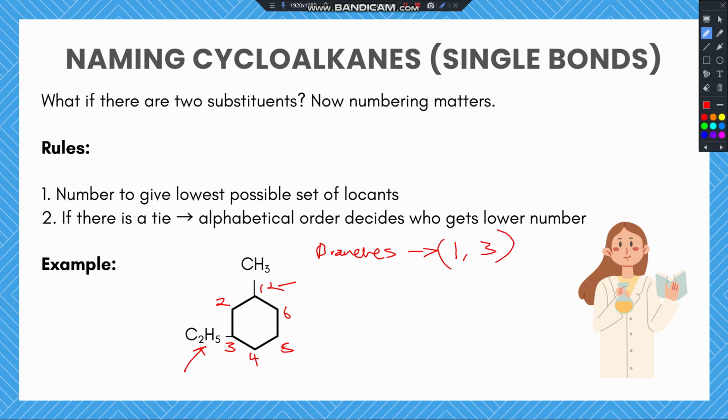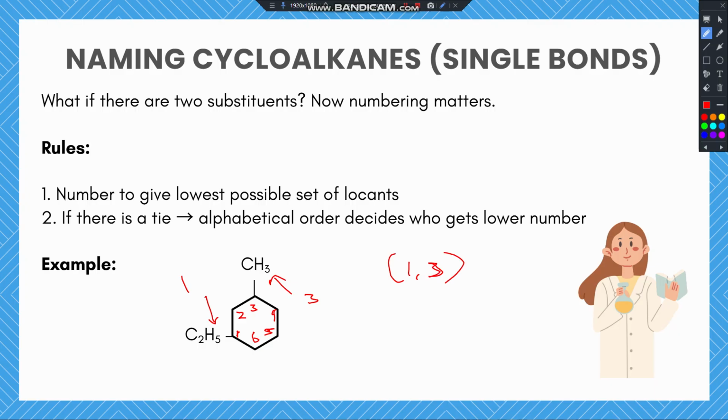How about if I decide to number in the clockwise motion? What will happen? Well, let's check it out. This becomes carbon number one, two, three, four, five, and six. I still have my branches on carbon number one and on carbon number three. So it's a tie. If I go clockwise, 1, 3. If I go anti-clockwise, it is still 1, 3. So the question becomes, how do I number? That's where we get to go for alphabetical order.